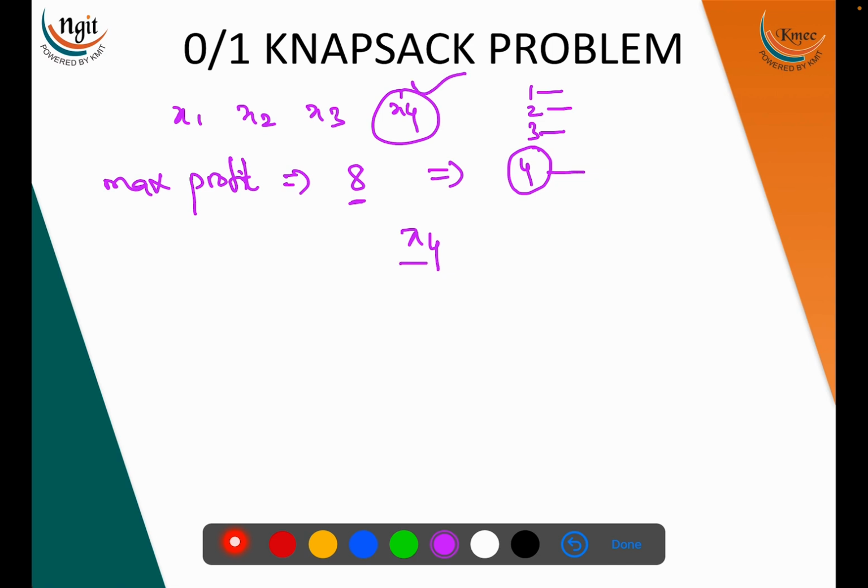So when you place the x4 item, what is the actual capacity of your bag? 8 minus, what is the weight of this item? 6. 8 minus 6 is 2. The 6 is the profit of x4. So the leftover weight is 2. That means you can still utilize this weight. Now, which value gives this? You can check from the table.